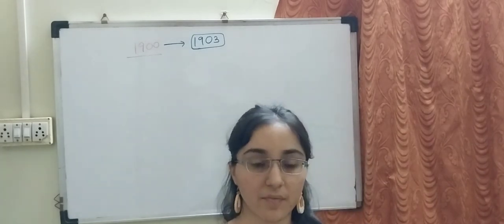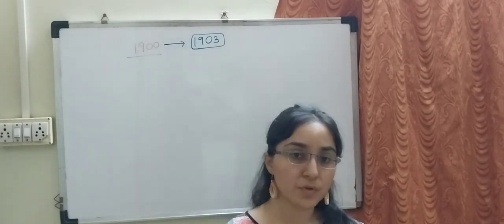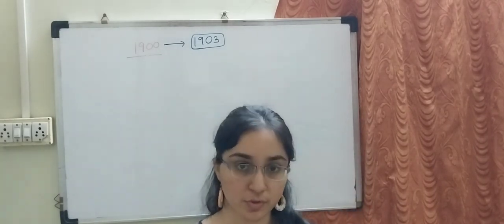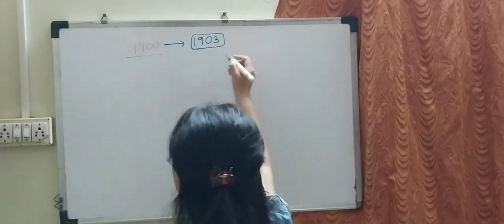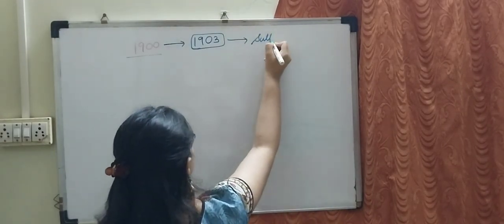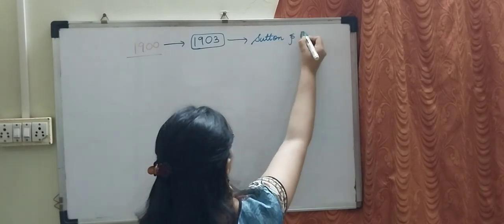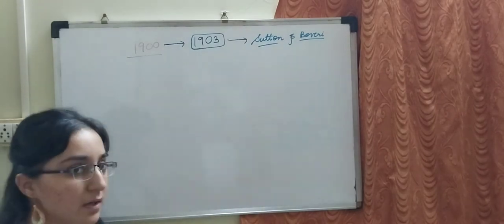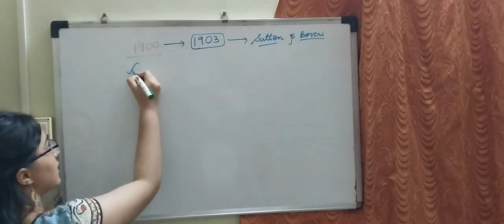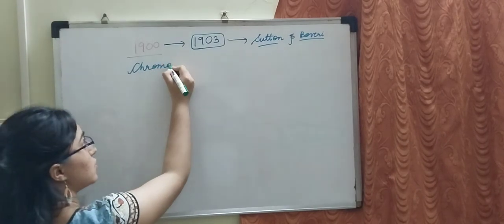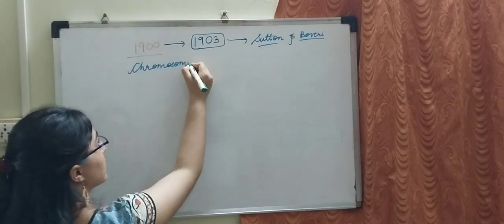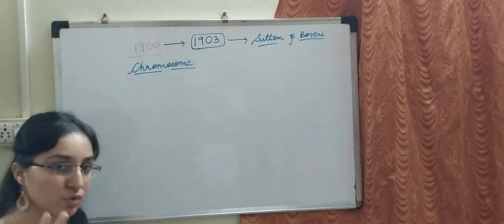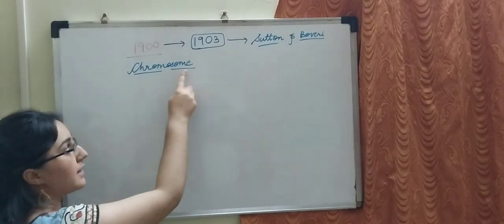The chromosomal theory of inheritance was given by two scientists, Boveri and Sutton, and then they understood what a chromosome is. I will write the words first before continuing. The word chromosome we can break into two words, chromo and zome.